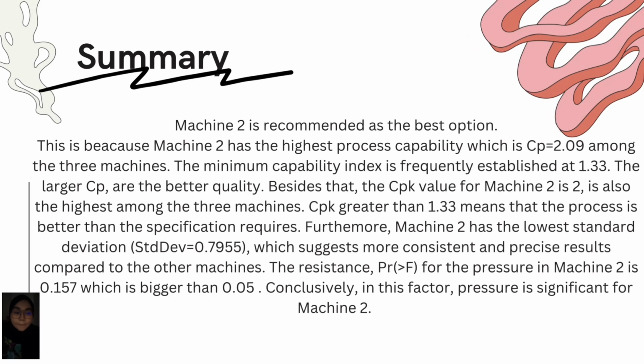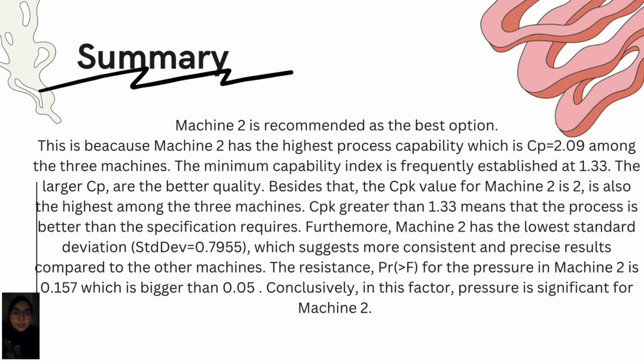For the summary, machine 2 is recommended as the best option. This is because machine 2 has the highest process capability, which is CP equal to 2.09 among the three machines. The minimum capability index is frequently established at 1.33. The larger the CP, the better the quality. Besides that, the CPK value for machine 2 is 2, also the highest among the three machines. CPK greater than 1.33 means that the process is better than the specification requires.